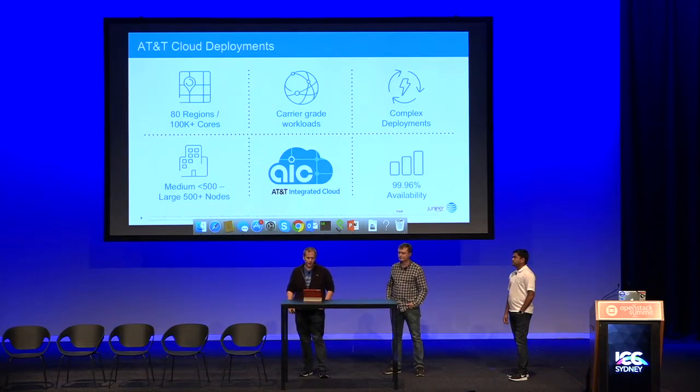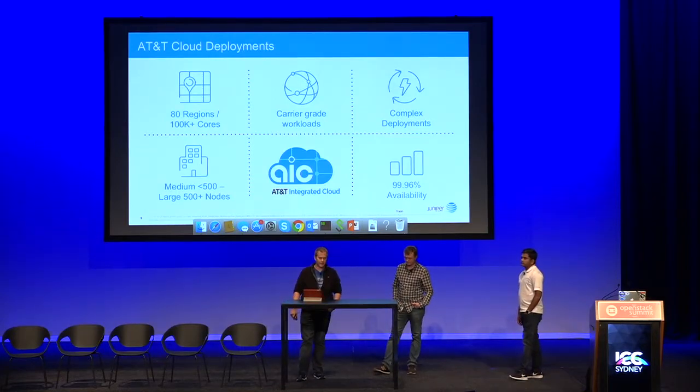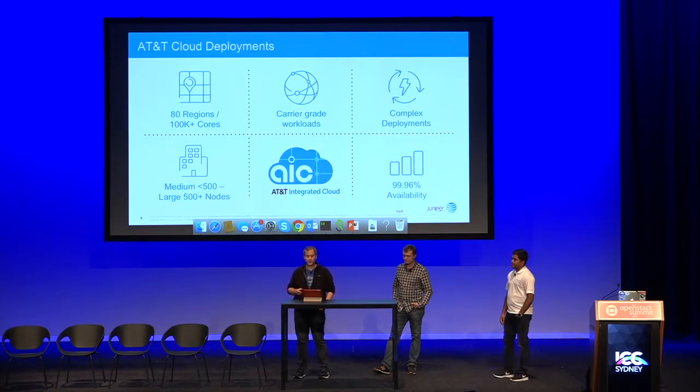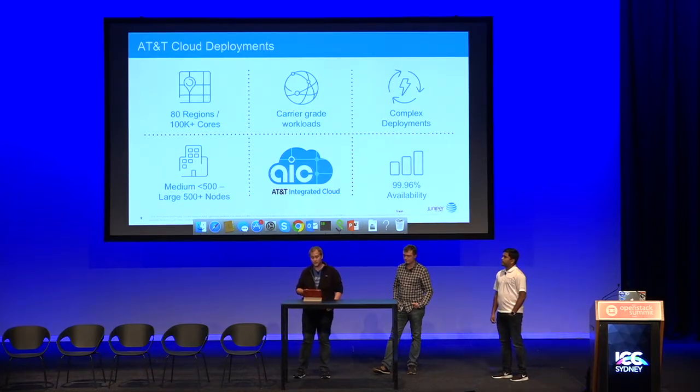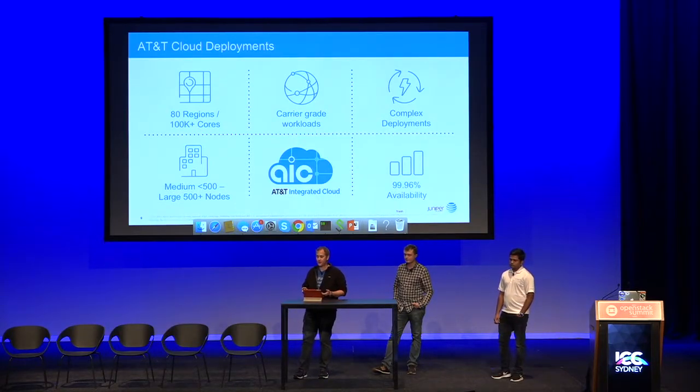So quickly, a little bit of an introduction on AT&T's actual cloud deployments before we jump in on how we're actually using OpenStack-Helm. So today we have 80 production zones and 100,000 cores within OpenStack spread across 10 countries. So there's a lot of scale there. Each of these zones supports carrier-grade workloads. They're complex deployments supporting anything from common IT workloads to virtual network functions.